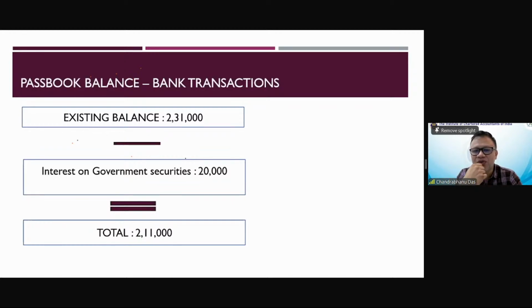So for that reason, what you're doing is this receipt, you are deducting it and you're arriving at 2,11,000 because this is an inflow, but not known to the company. And we are trying to see after this, what's the balance coming? Because we have not entered this transaction. Company has not entered it. Bank has entered it, and so we deducted this. Now from this existing balance, we deduct the interest on government securities.